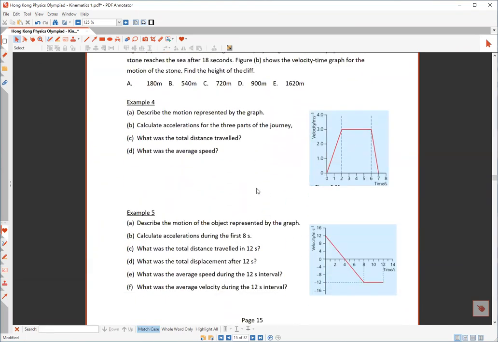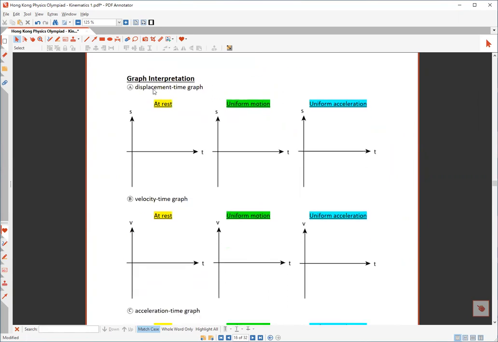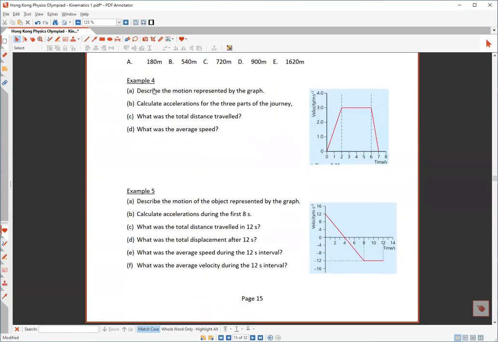I will just do it faster, okay? So I'll just do the example 5, okay? I'll skip describing it. And let's go to part B to find the acceleration time graph. So this is the velocity time graph. If you look at the summary, you know that the area means the displacement and the gradient means the acceleration. So to find the acceleration at the first 8 seconds, this is a straight line.